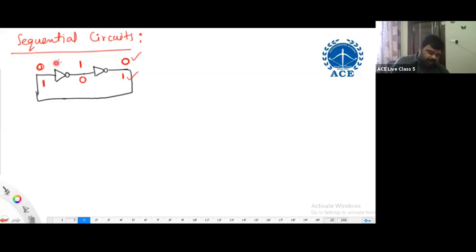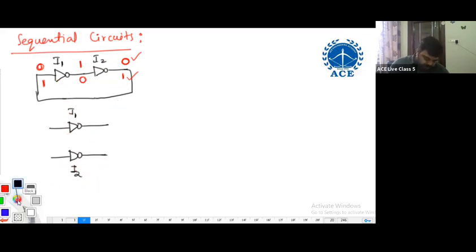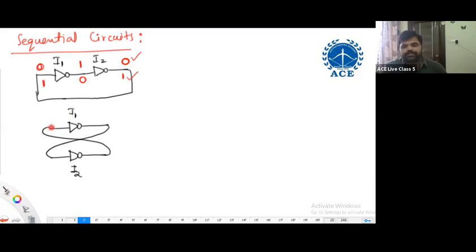Now, I can redraw this circuit. Let me consider inverter 1, I1, and inverter 2, I2. Let me draw these two inverters in parallel and complete the connections. Output of I1 is connected to input of I2, and output of I2 is connected to input of I1. Cross coupling. So I have drawn the same circuit.